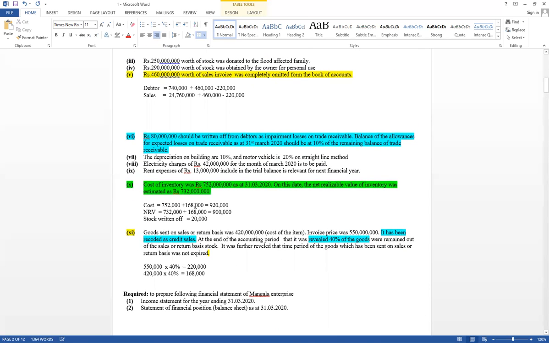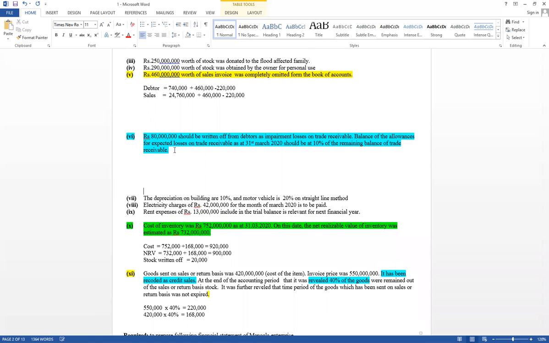Then inventory adjustment, okay. Goods sent on sales or return basis also okay. At the same time, you have to complete bad debts and doubtful debts adjustment. Interrelated. It has given 80,000 should be written off from debtor as impairment loss on trade receivable. Impairment loss means bad debts. Therefore, a further 80,000 should be written off as impairment loss on trade receivable.